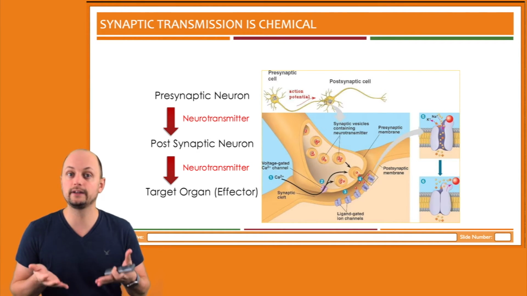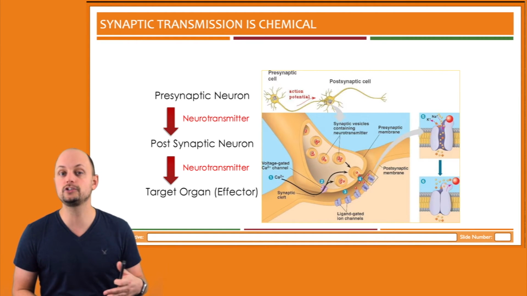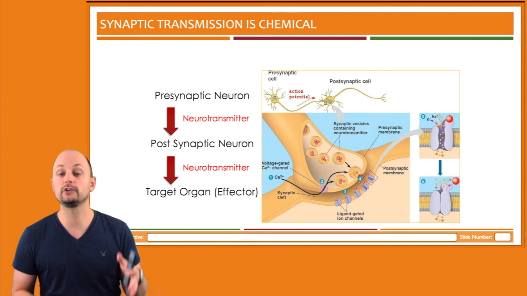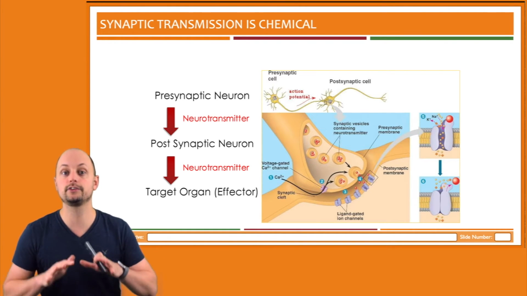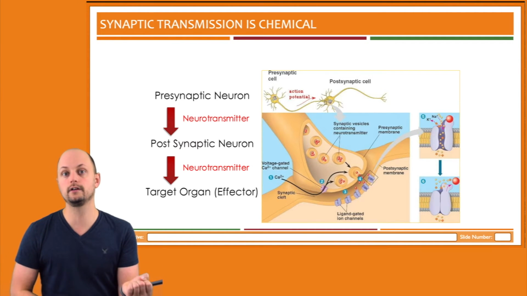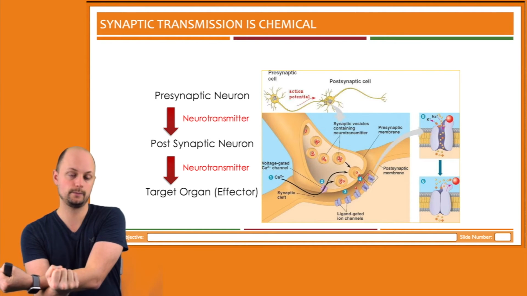But one thing to point out again is that in that second synapse, we're going to be synapsing with a tissue that isn't a neuron or a skeletal muscle fiber. So in the autonomic nervous system, we have this chain of communication between three cells: a preganglionic neuron, a postganglionic neuron, and a target tissue.